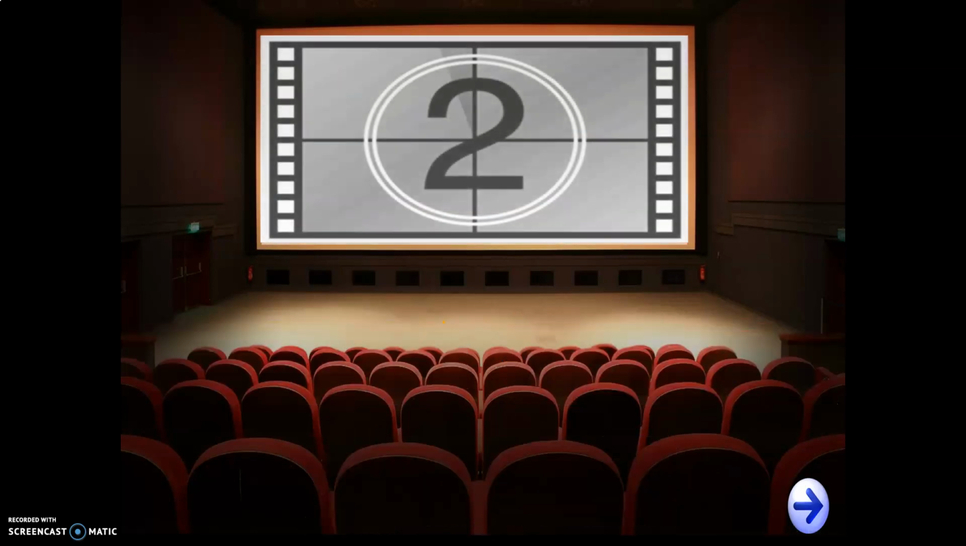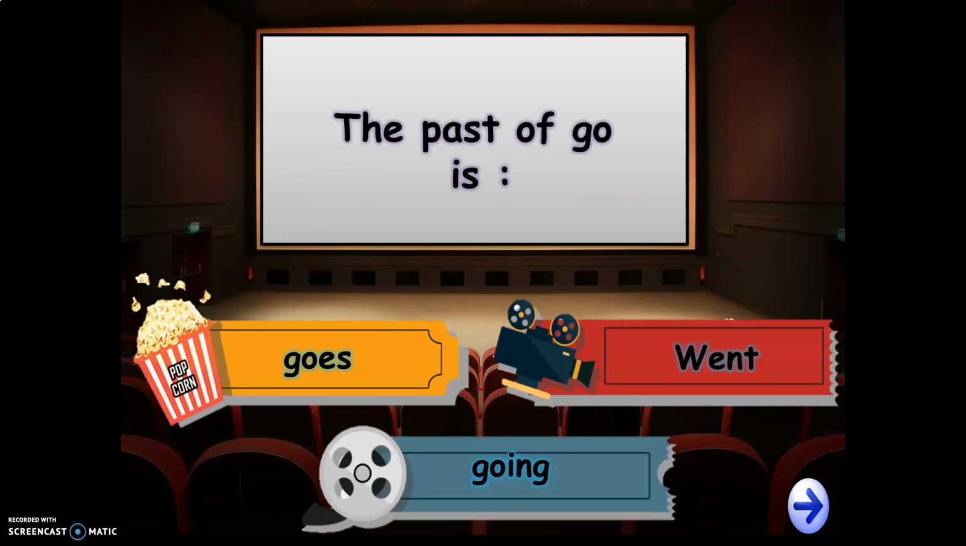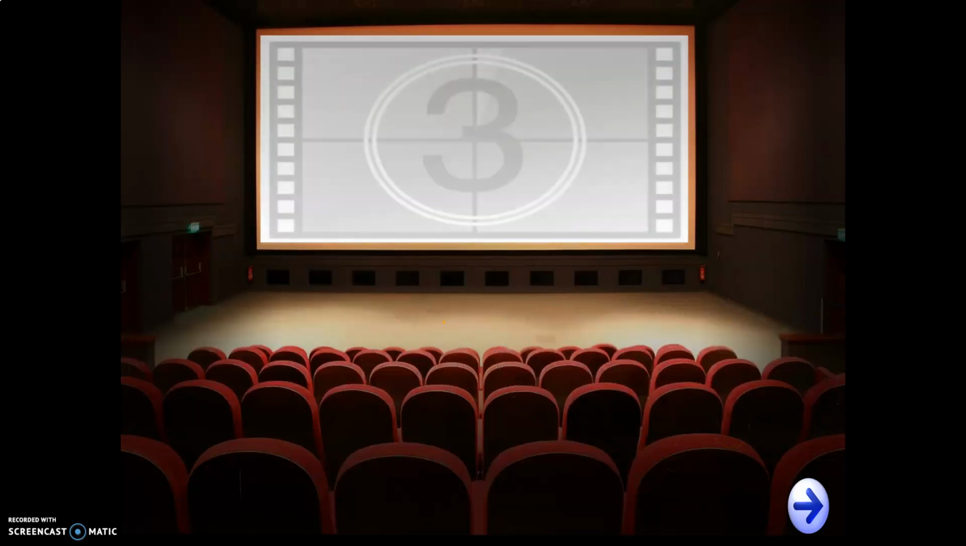Number 3. What is the past of the verb go? The past of go is goes, went, or going. The right answer is went. So the past of go is went. Okay, girls?